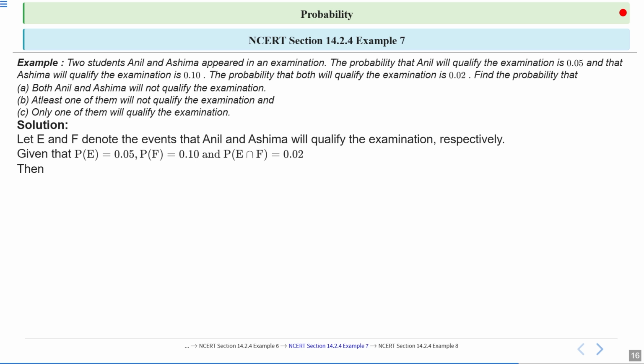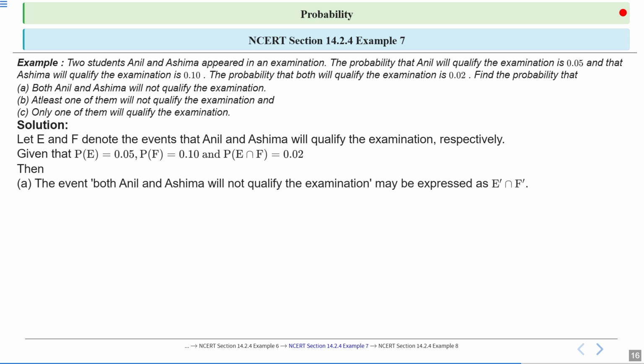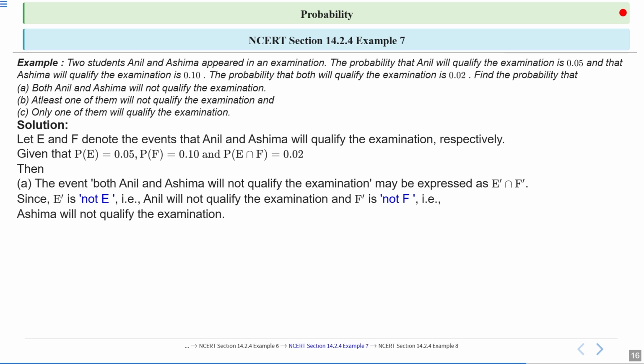And then the event that both Anil and Asima will not qualify the examination may be expressed as E complement intersection F complement. Note this point. Since E complement is basically not E, that is, Anil will not qualify the examination, and F complement is basically not F, that is, Asima will not qualify the examination.